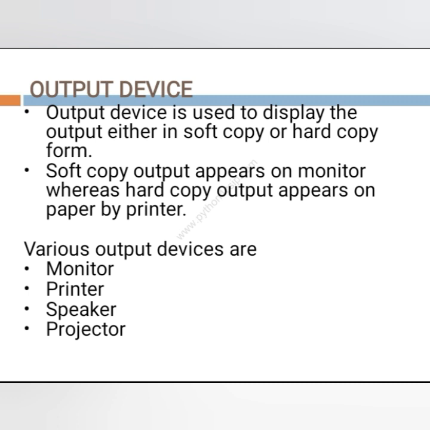Output devices. Output device is used to display the output either in soft copy or hard copy form. Soft copy output appears on monitor whereas hard copy output appears on paper by printer. The various output devices are monitor, printer, speaker or projector.